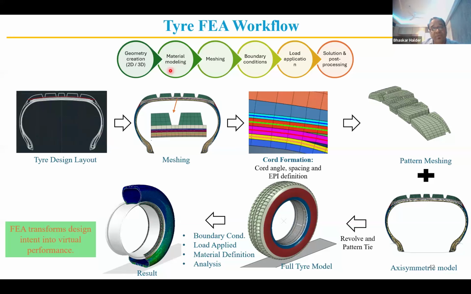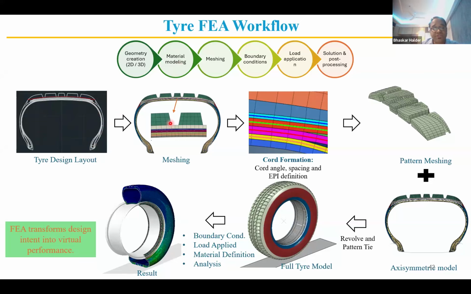Then we go for the material modeling, meaning what materials we are using. Say rubber, what type of property. Then there is the belt, so what type of property should I assign? Then there is the sidewall, different property. Then again the bead, there is steel, again different property. There is a ply, it may be nylon or polyester, so different property. So I have to assign the properties.